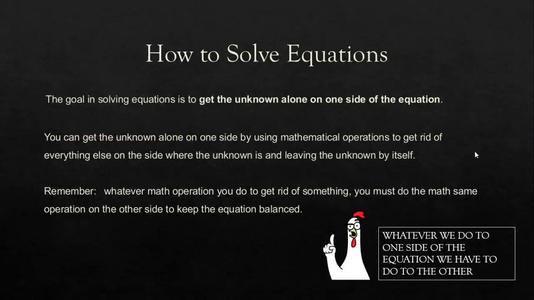The biggest thing to remember when we're solving an algebraic equation, when we're trying to find whatever x or whatever letter, the variable, is, is that we want to get the unknown alone on one side of the equation. It does not matter if it's the left side of the equation or the right side of the equation, but we need to make sure that the variable is alone on one side.